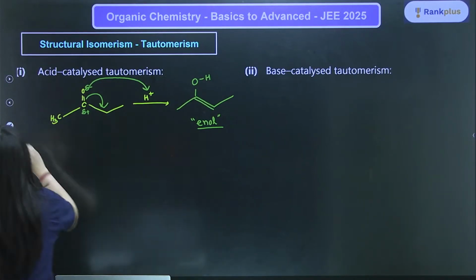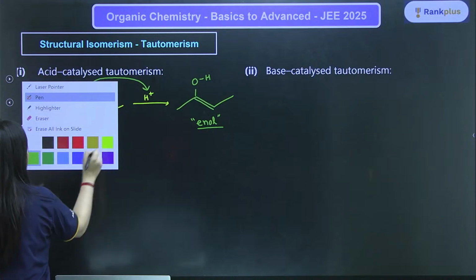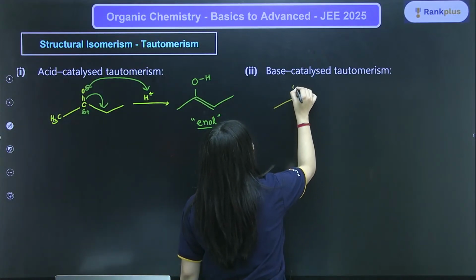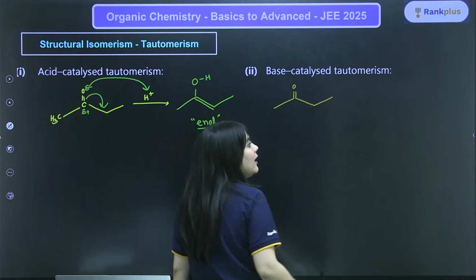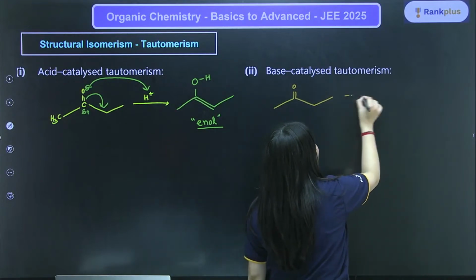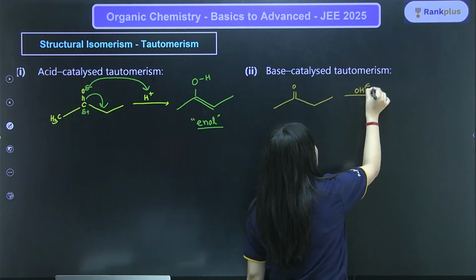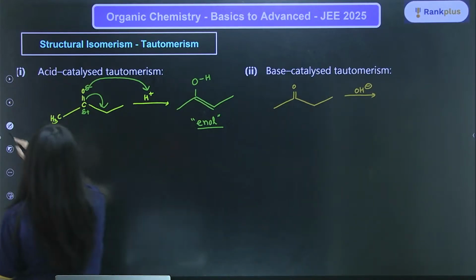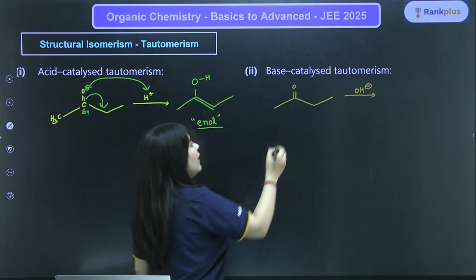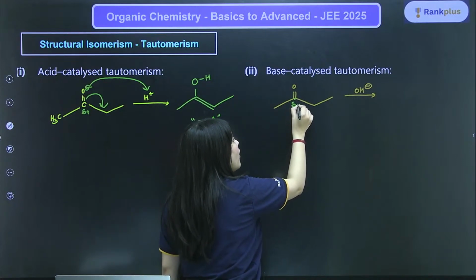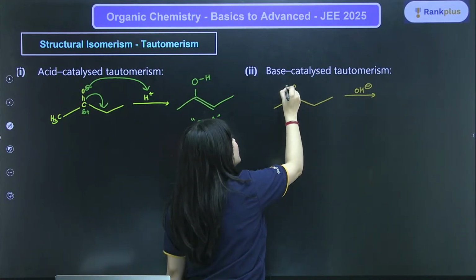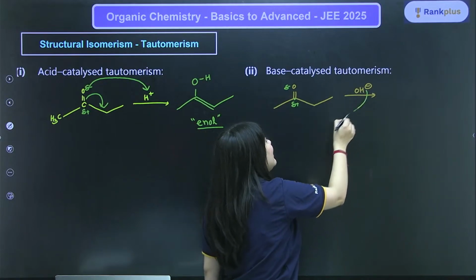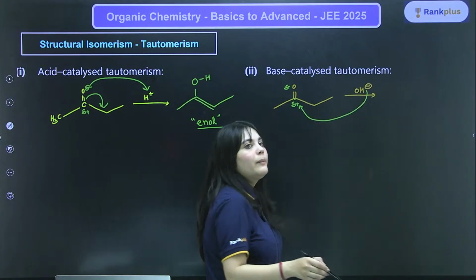Now if I want to write a base catalyzed mechanism, how can I write that? Base means what? Once again I have taken a ketone over here, right? Now what will happen in presence of a base? OH minus. OH minus is a base. Now can once again everyone see what will happen? This carbon has a delta positive charge. Why? Because oxygen has a delta negative charge. So what will happen? This negative will now attack this positive carbon, isn't it?